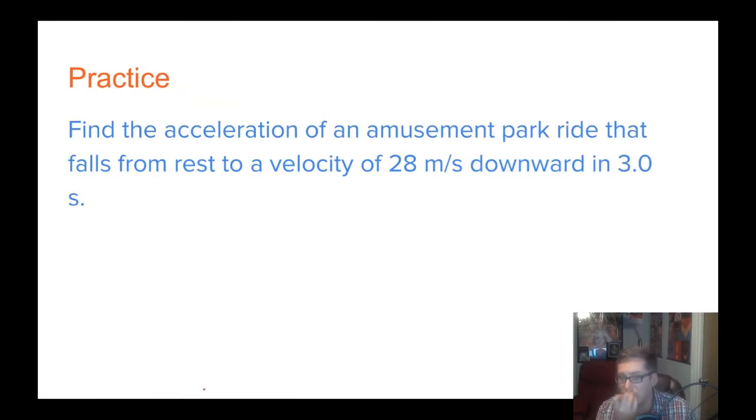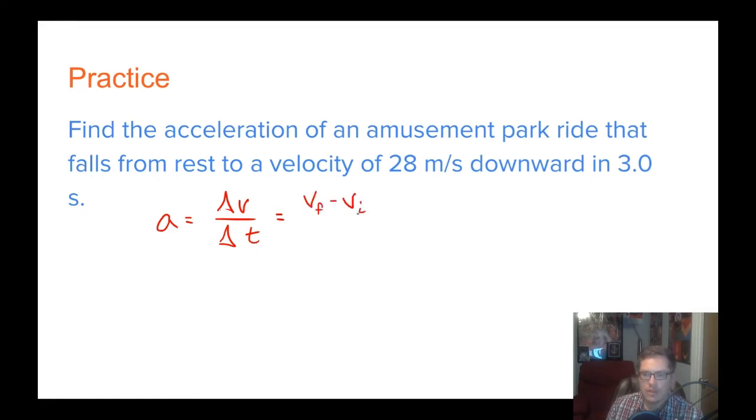All right. Now find the acceleration of an amusement park ride that falls from rest to a velocity of 28 meters per second downward in 3 seconds. So we're finding the acceleration when we know acceleration is equal to the change in velocity over the change in time. Change in anything is always final minus initial. So we have velocity final minus velocity initial over time final minus time initial.